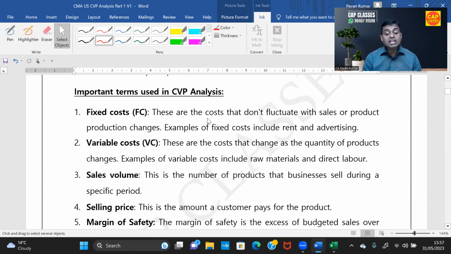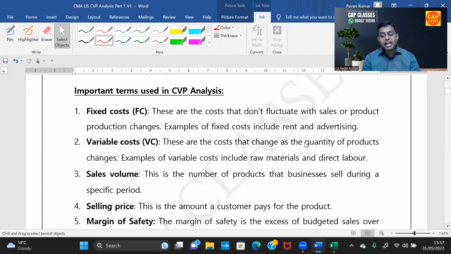What is fixed cost? These are the costs that do not fluctuate with sales or production changes. Examples, rent, advertising. This is what I told you. Then variable cost. These are the costs that change as the quantity of products changes. Examples of variable cost include raw material cost, direct labor cost, etc. So raw material consumed, direct labor expenses, all these are variable costs.